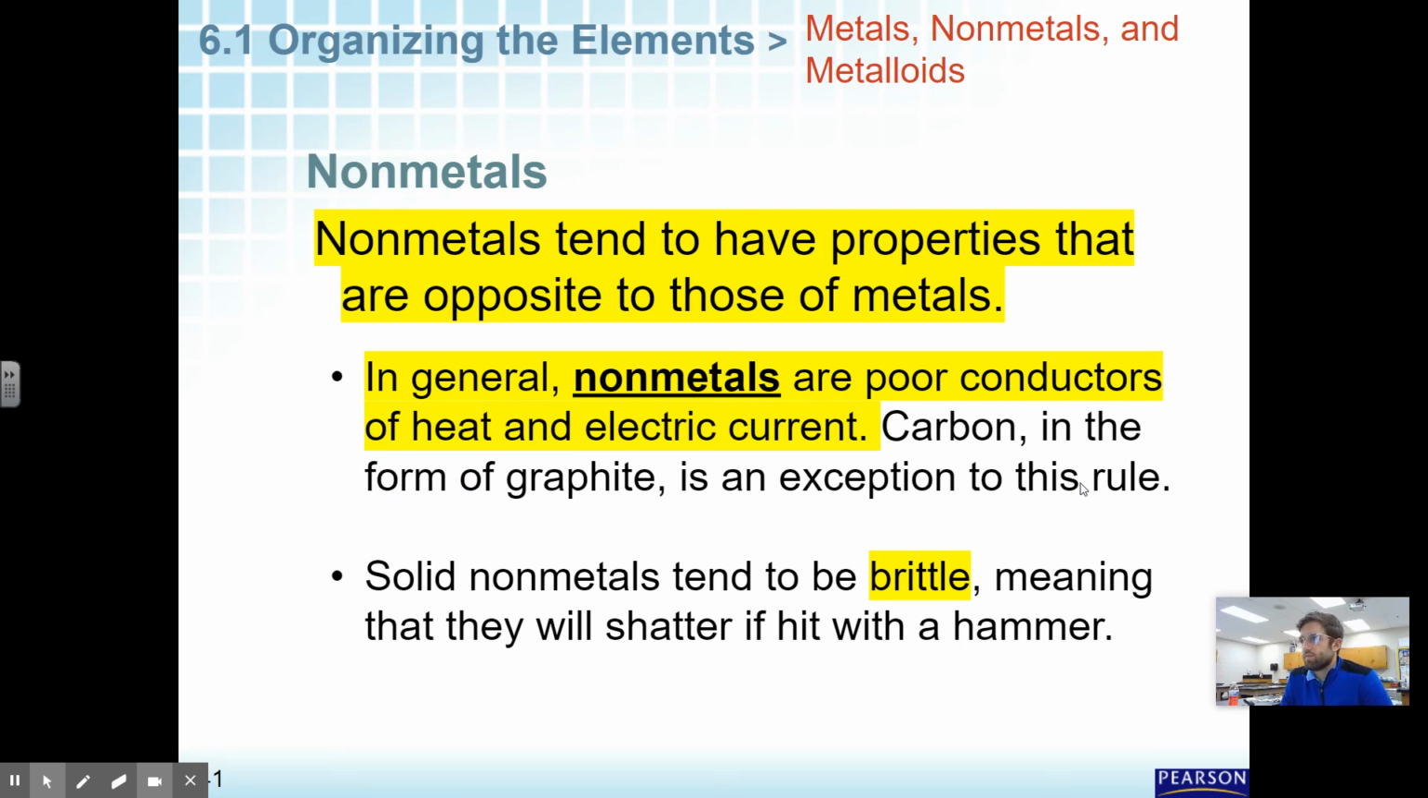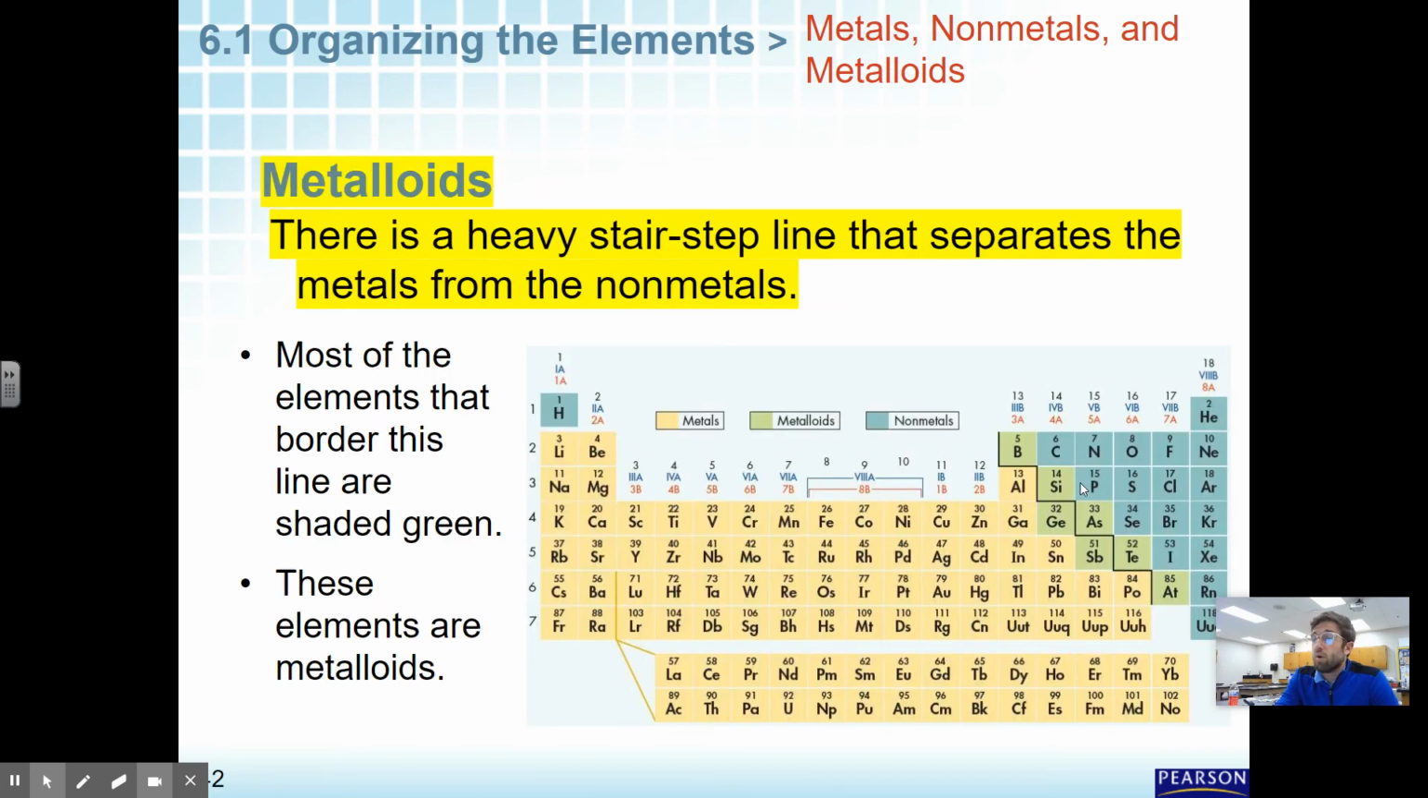Solid nonmetals tend to be brittle, meaning that they will shatter if hit with a hammer, so you're not going to be able to beat them into thin sheets. Think about carbon in the form of graphite in your pencil. If you write too hard with your pencil, it's going to break. That's why we have pencil sharpeners, and the actual pieces of lead in mechanical pencils.